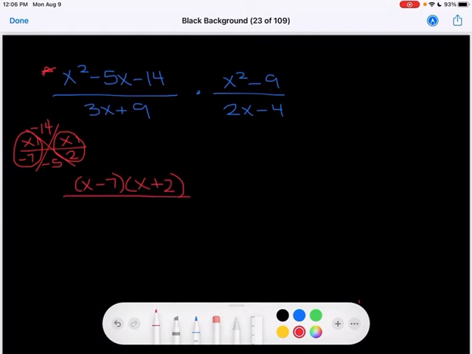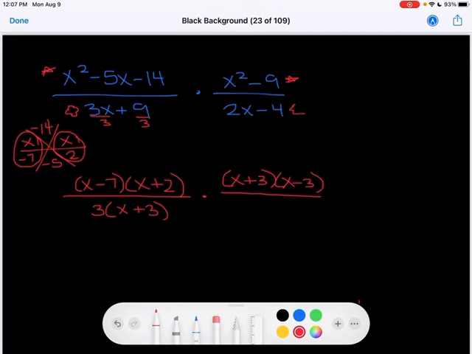over. Now next, right here, this 3x plus 9, I can factor out a 3. So if I factor out a 3 and divide both of those by 3, I'm left with x plus 3 times, now this x squared minus 9, that is a difference of two squares. So that's going to factor into x plus 3 times x minus 3. And then this last one, 2x minus 4, again, I can factor out a GCF of 2. And if I divide both of those by 2, I get x minus 2.